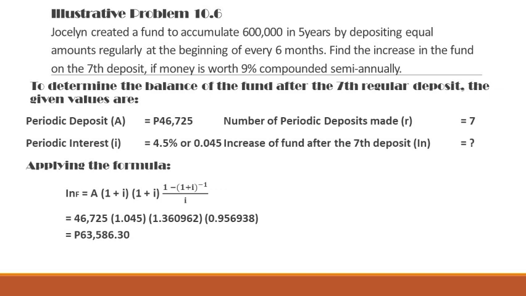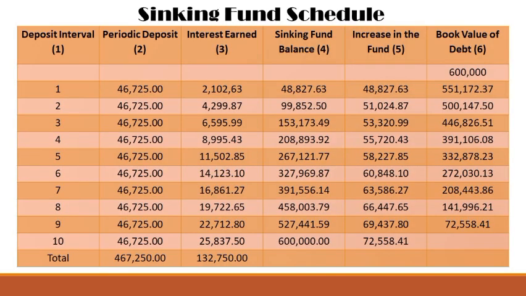So IN, the increased fund after the 7th deposit, is equal to the periodic deposit A multiplied by the quantity 1 plus the periodic interest, multiplied by the quantity 1 plus the periodic interest raised to the power of R, the periodic deposits made, multiplied by the quantity 1 minus the quantity 1 plus the interest raised to the power of negative 1, over I. By substituting each value, we'll get the increase of fund after the seventh deposit, which is 63,586 pesos and 30 centavos.